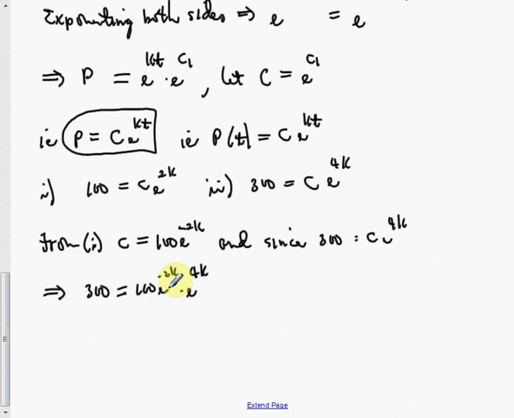And if I'm multiplying terms, if they have the same base, then I can just combine the exponents. So here, e is the same base as that e. So this implies then, divide both sides by 100, we get 3 is equal to e to the negative 2k plus 4k. It's just 2k. Well, we can solve for k. Take the natural log of both sides. So this is the natural log of 3 is equal to the natural log of e to the 2k. So that's just 2k. Okay?